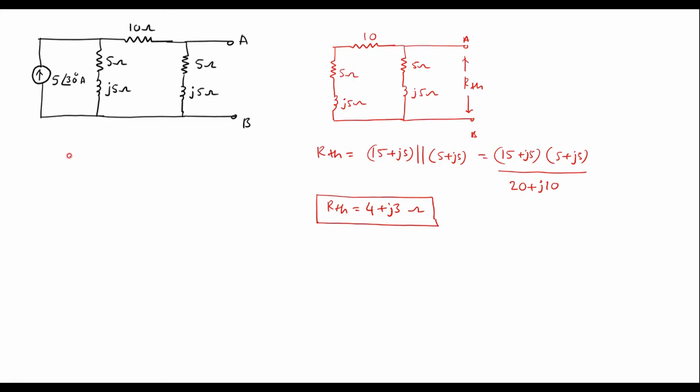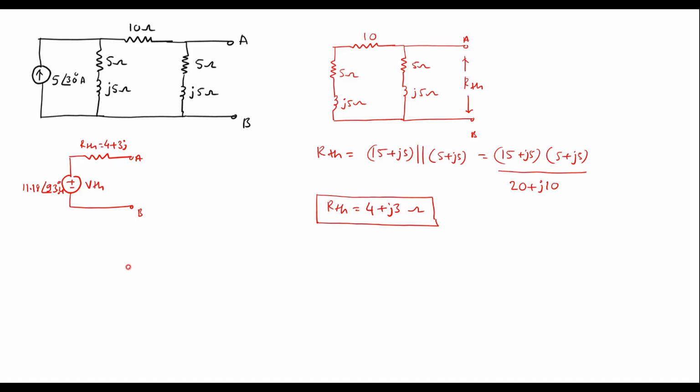So here I will draw the Thevenin's equivalent circuit once again. This is RTH, which is equal to 4 plus 3J, and we have VTH, its value is 11.18 at an angle of 93.4 degree. This is A terminal and this is B terminal.